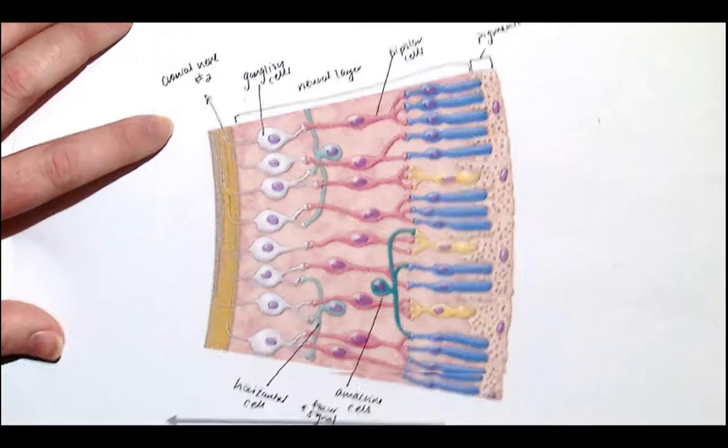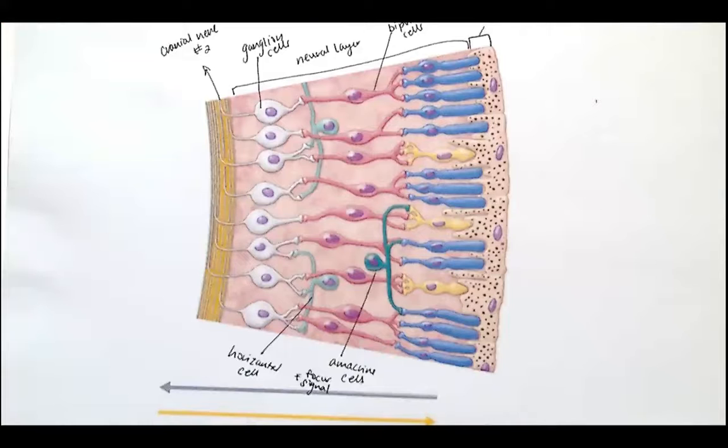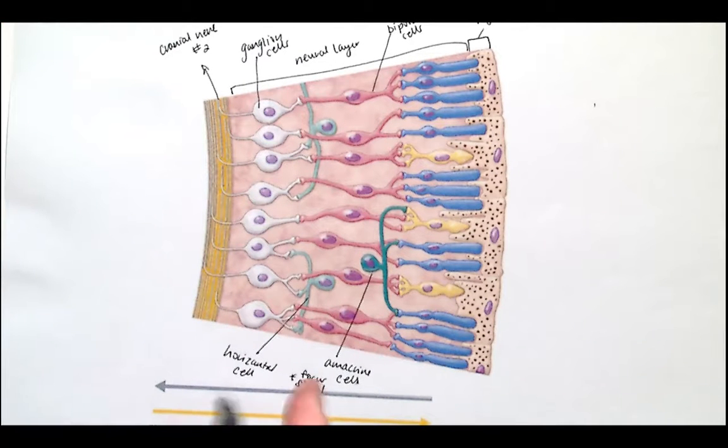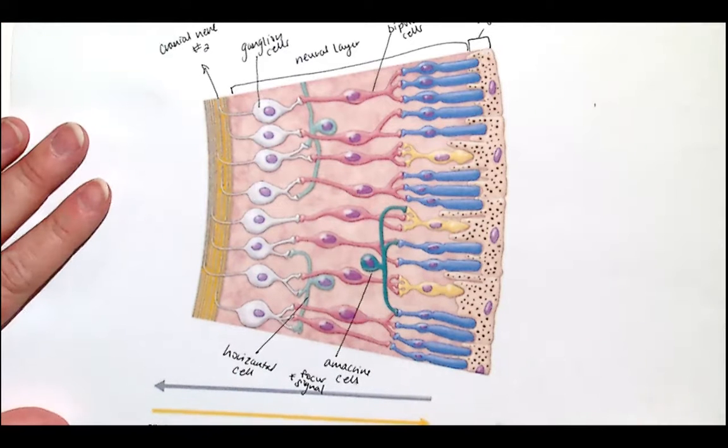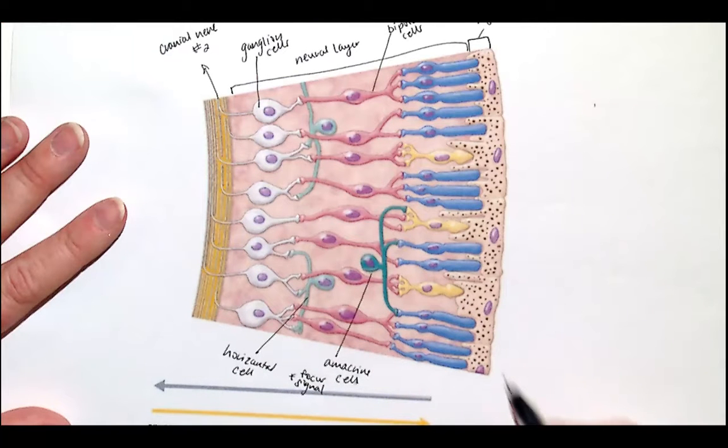Help focus the signal. Both amacrine and horizontal cells help focus the signal. Yes, ma'am? On the PowerPoint. Either one, it doesn't matter. They're both amacrine and horizontal cells. They just colored them that color. Either way, it does not matter.